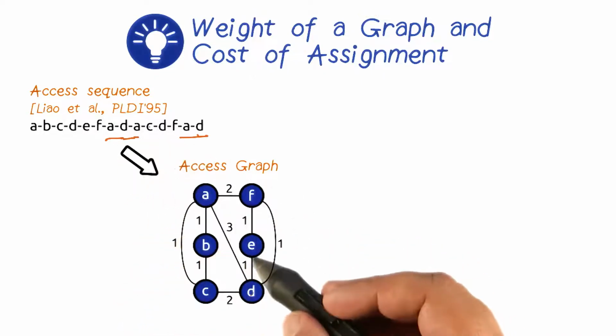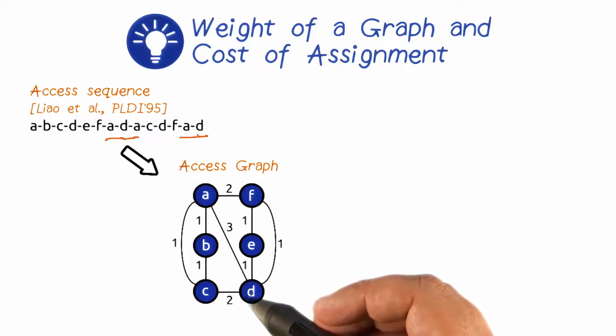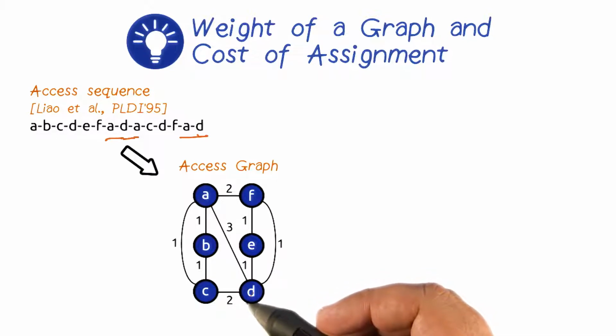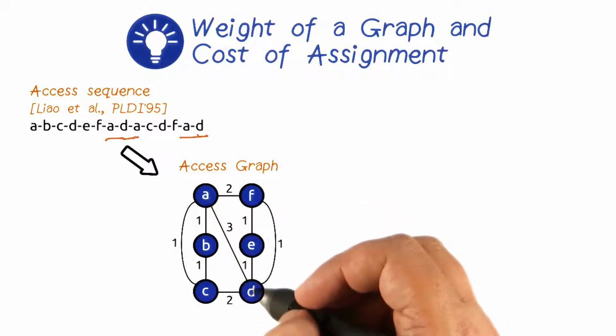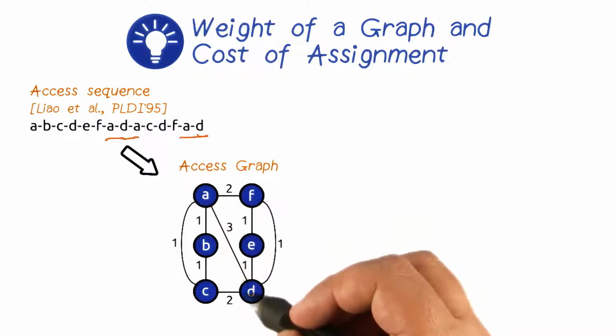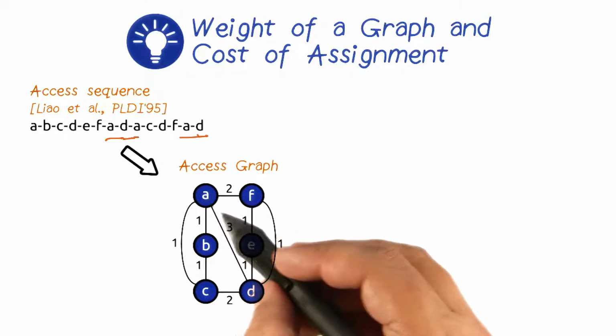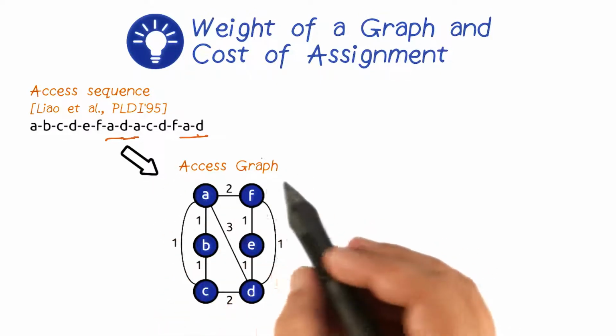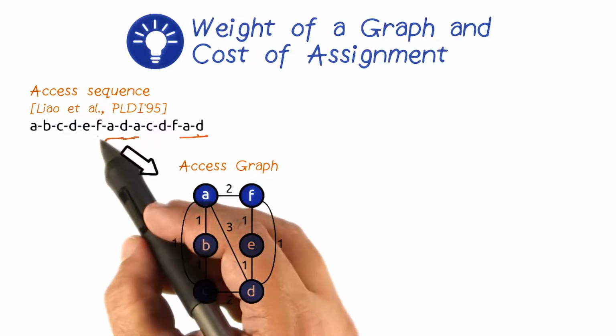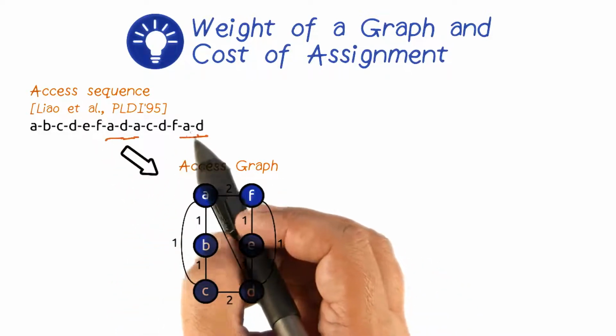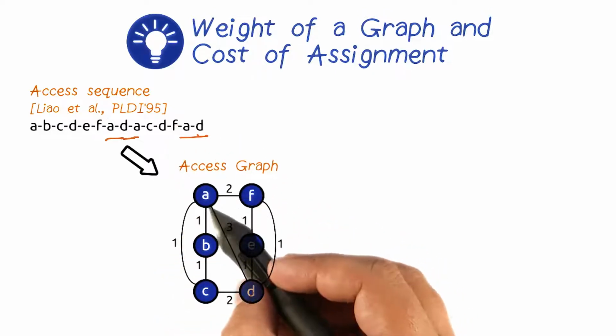Remember, the direction doesn't matter because we just want to make sure that A to D or D to A can be realized if they are right next to each other. It doesn't matter which comes first, because in one case we can use auto increment, and in the other case we can use auto decrement. In a similar way, we will continue and construct this access graph. Let's take another one, A and F. How many transitions are there? We have F to A, one transition, and F to A, another transition, and that's why we have a frequency of 2 here.